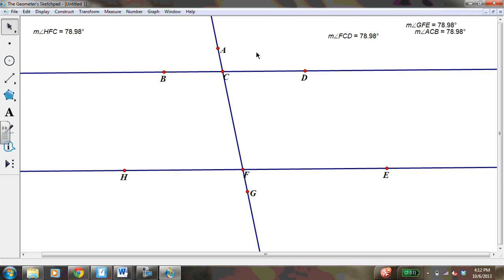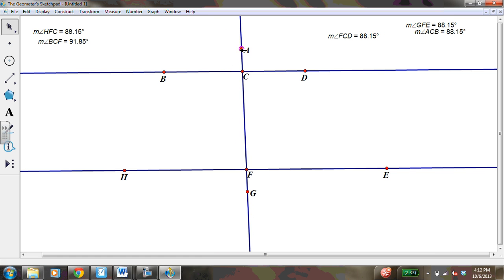And let's focus on the last relationship we have, consecutive interior angles. I'll stick with angle HFC, and I'll measure its consecutive interior angle, which is BCF. Now, these two angles aren't the same, but maybe they have a different relationship. Let's see if we can figure out what it is.